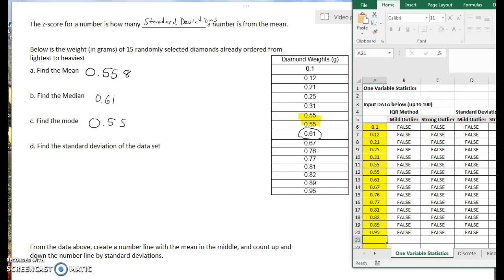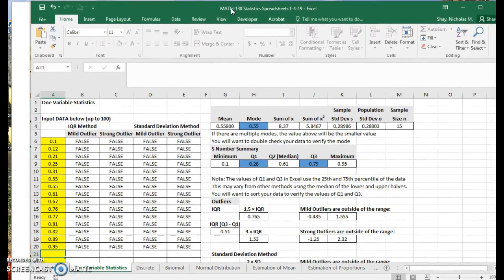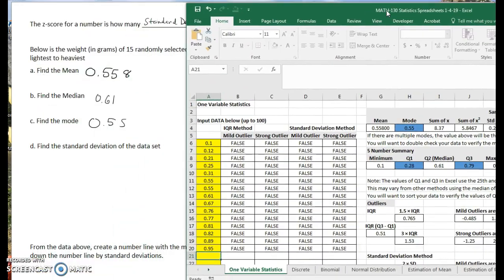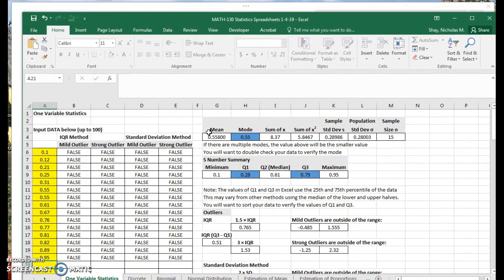This might be a good idea: if you haven't opened this spreadsheet yet, go to our statistics page in Moodle and go ahead and open that up. So now I take a look and you see my mean is 0.558. My mode is 0.55. My median is listed right down here at 0.61. We'll talk about what these other values mean. But you can see that what we're looking for here is the standard deviation.